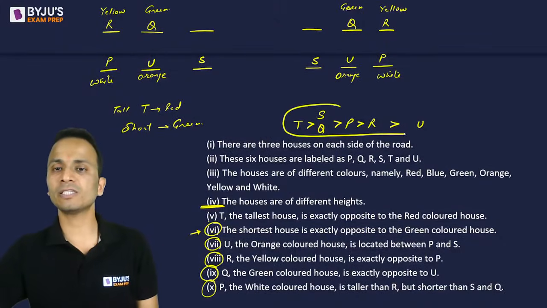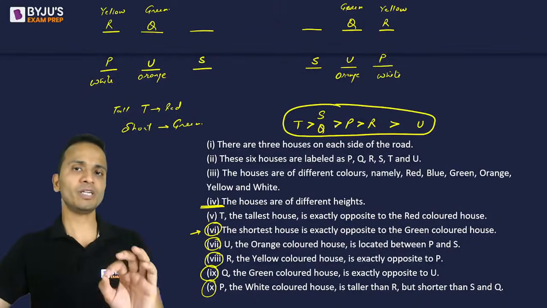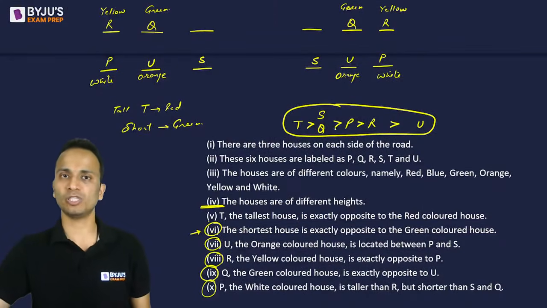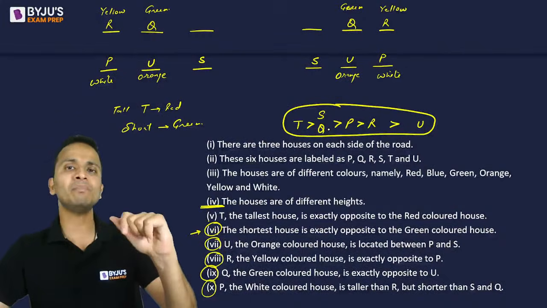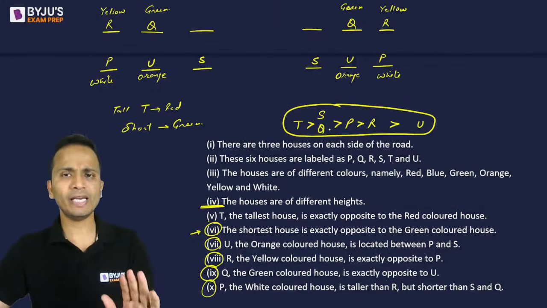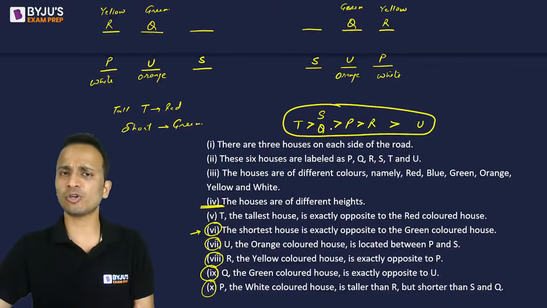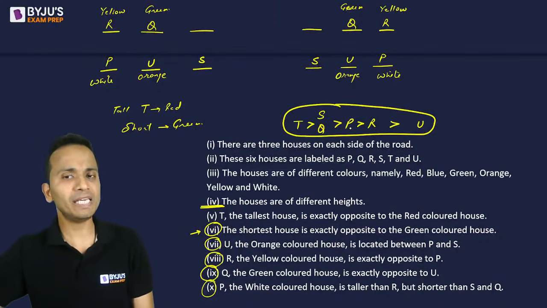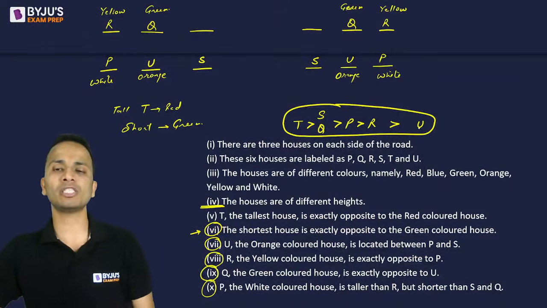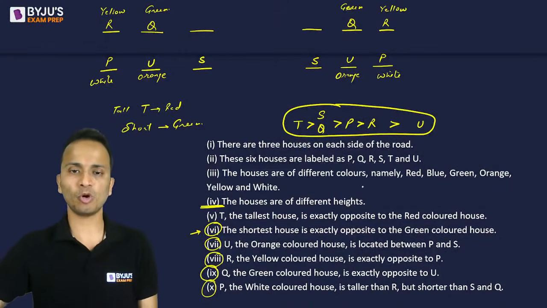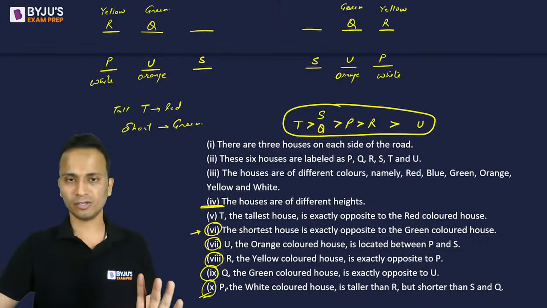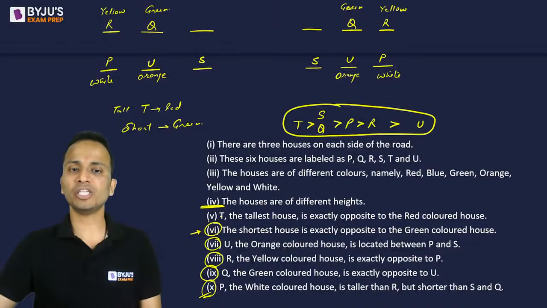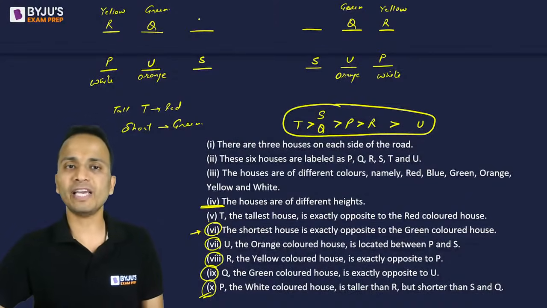So look at this. This is the arrangement for the heights of these houses. Okay, this is the sequence of the heights. T is the tallest. Second tallest can be either S or Q, right? Similarly, the third tallest will also be one of S and Q. Fourth will be P, fifth will be R, and the smallest house, the shortest house, will be U. Okay. So the last condition, P, the white colored house, is taller than R but shorter than S and Q. That is done. Okay. Now let's move on to the first condition, T, the tallest house. Now only one place is left for T.